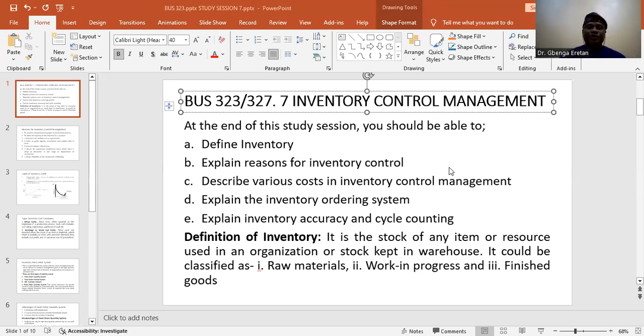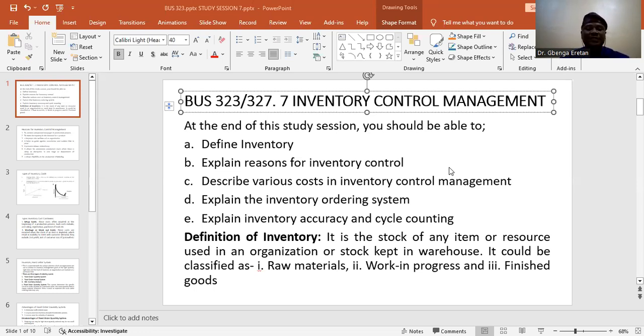We are going to discuss inventory management in production 2 today, which is production management 2. At the end of this study section, we should be able to define inventory and explain reasons for inventory control. You should be able to describe various costs in inventory control management.